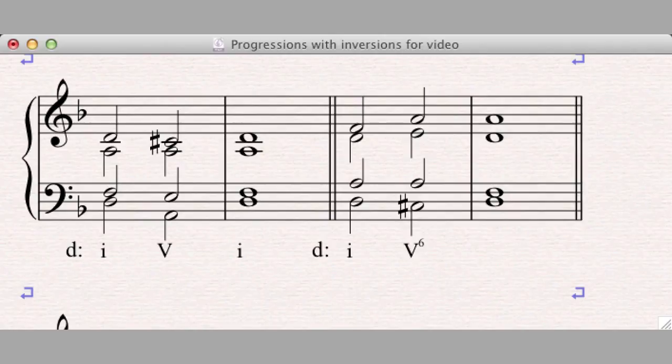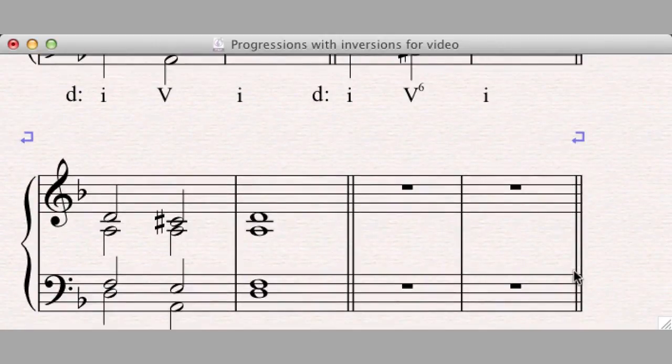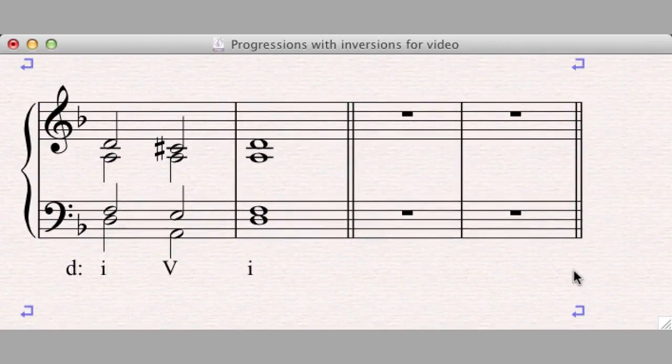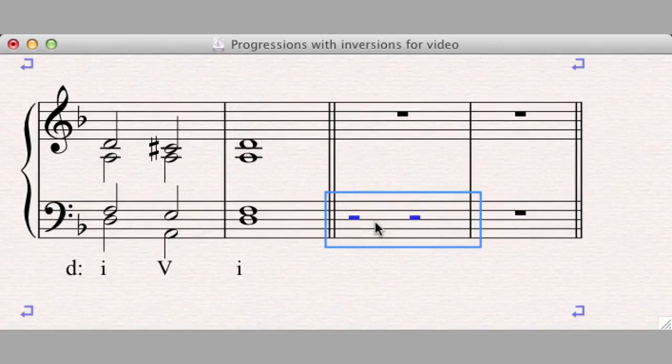I'll just write in quickly the Roman numeral analysis. And we move on to the next example. So those are first inversion triads. And so you might say, well, okay, good, but can we use first inversion 7th chords? Sure, no problem. So let's do that here.